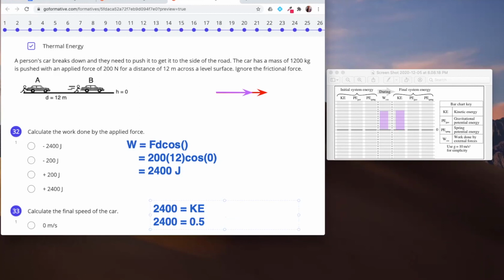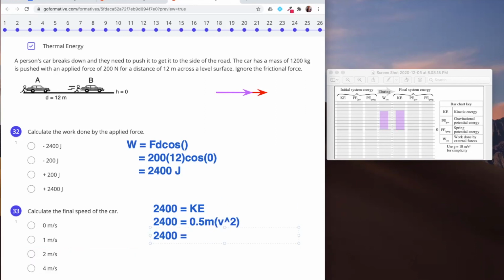So kinetic energy is 1/2 mv squared. So that's 0.5 mv squared. Substituting in, that'll be 0.5 with a mass of 1,200. Solving for speed, first thing I need to do is multiply. This will give 600 v squared. Then divide. So dividing 2,400 by 600 gives me 4. Then square rooting everything gives me 2. So the speed is 2 meters per second.